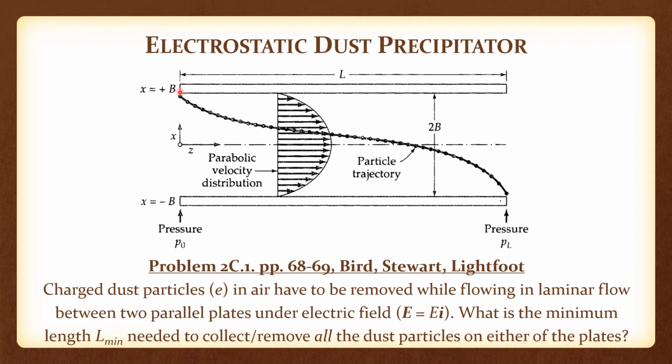Now what is this dark black curve with various dots in between? This is basically the trajectory of a charged particle. This charged particle flows from the entrance of the fluid to the exit of the fluid, and it gets collected at the bottom plate.